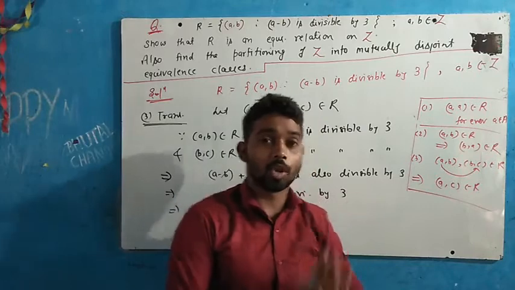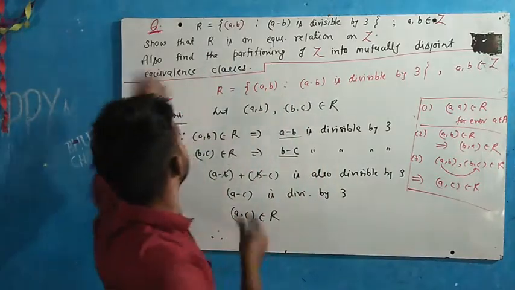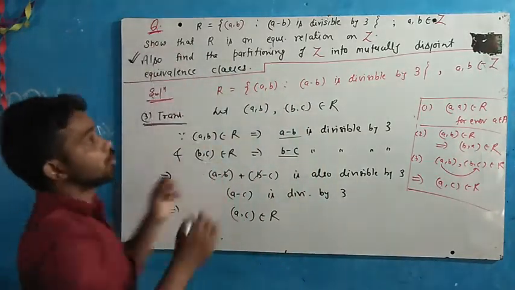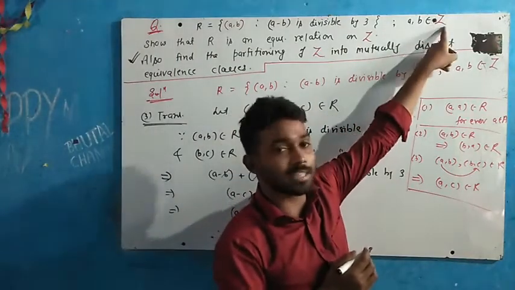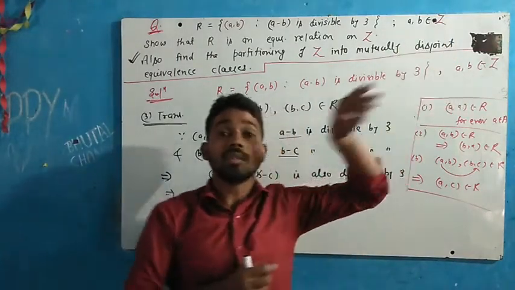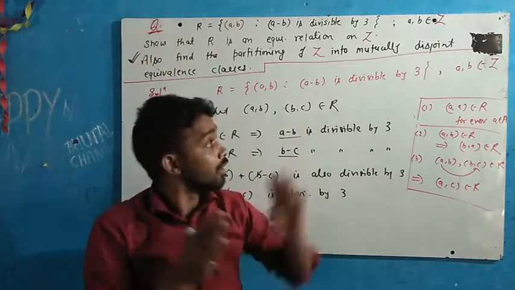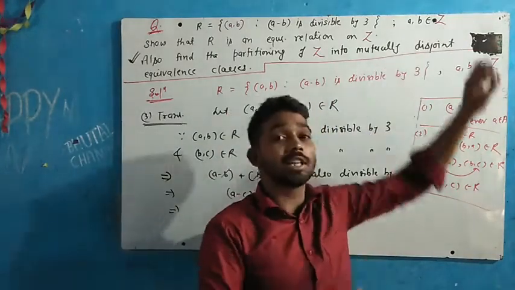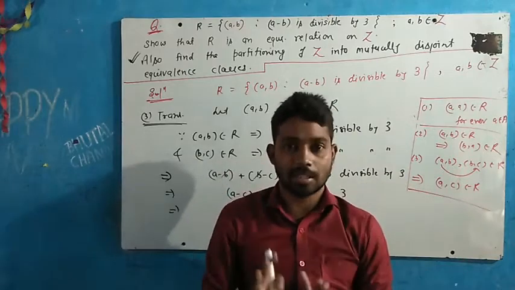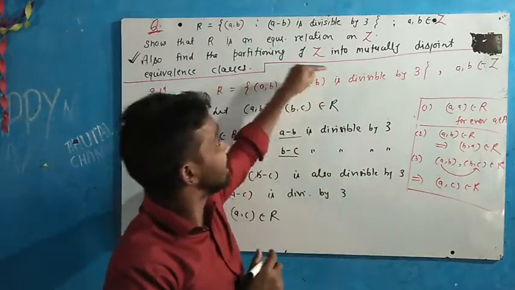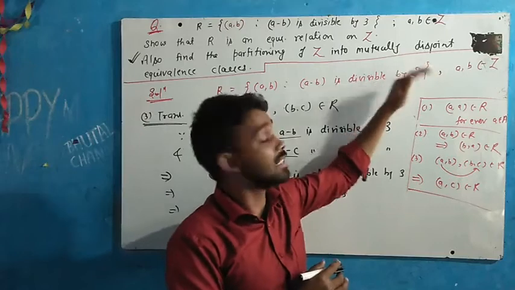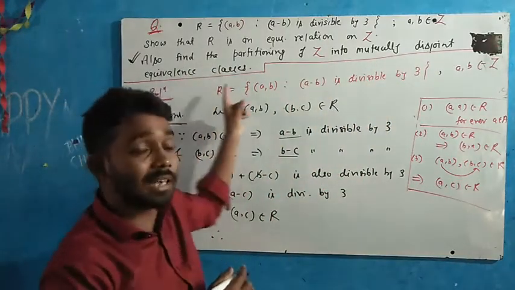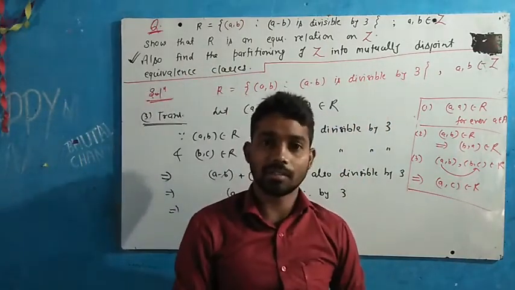Clear? Okay. Now beta, the second part is that we are going to break this Z into disjoint equivalence classes. It means we are going to break this Z into some equivalence classes such that these equivalence classes are either identical or disjoint. Clear? Let's see.